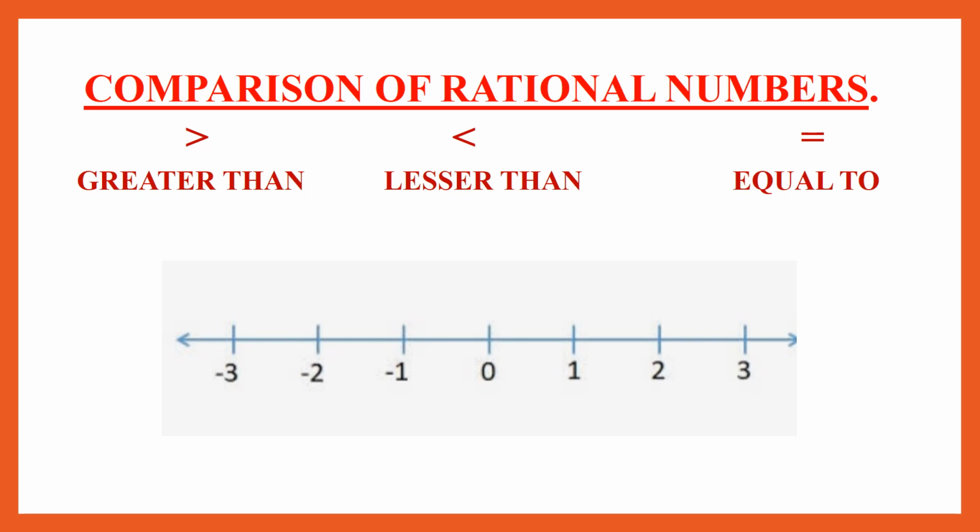Let's consider an example. Plus 3 would be greater than 0 because it lies more to the right side of the number line, therefore greater. Another example, minus 3 is lesser than 3. Minus 3 is more to the left side of the number line and therefore smaller. Let us now use this concept to compare rational numbers, which is the topic for today.